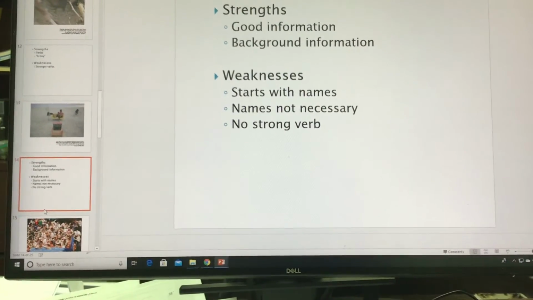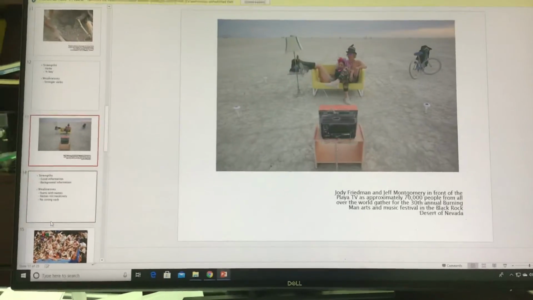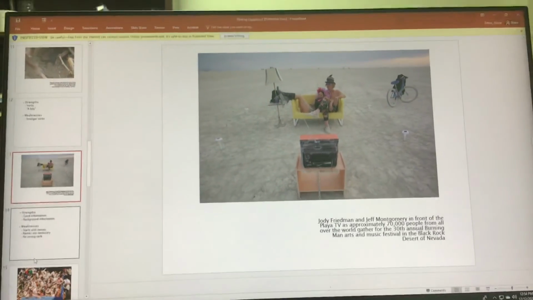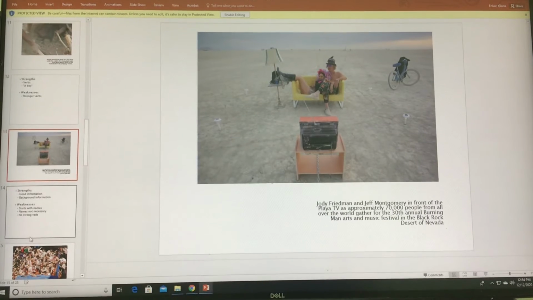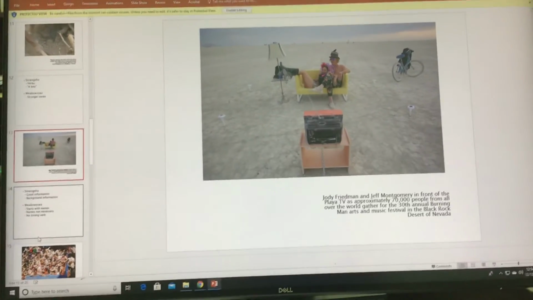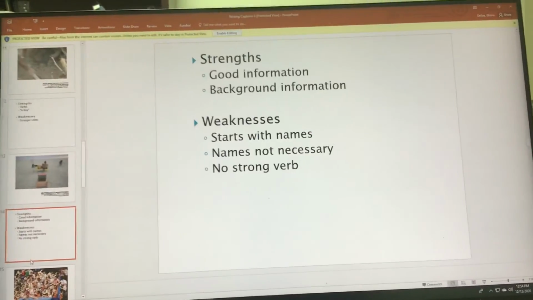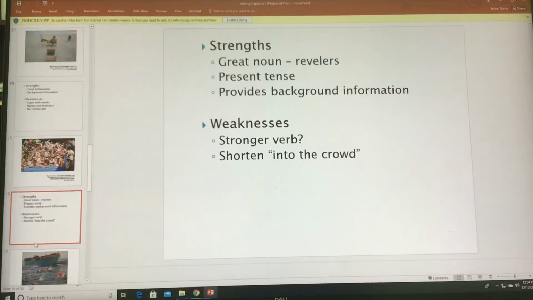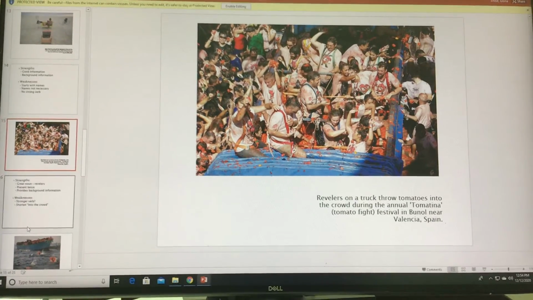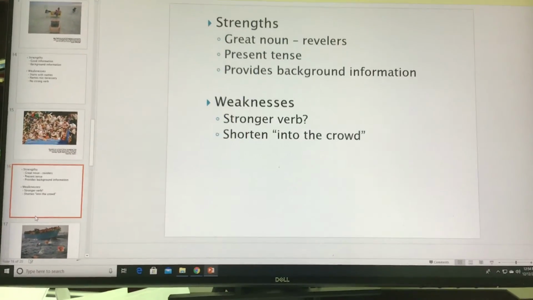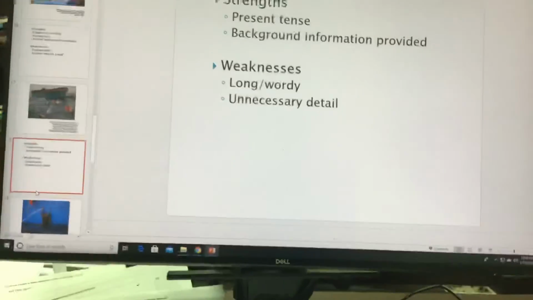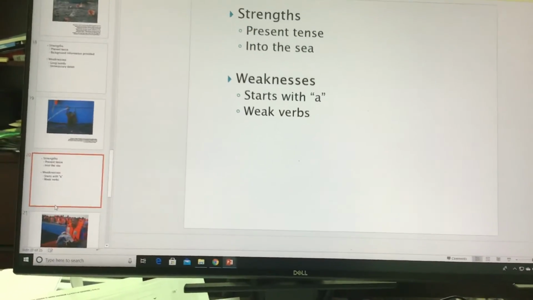Another weakness is starting with names when the people aren't famous, or giving names when they're not necessary. Remember, this is taking place at a festival where 70,000 people are going to be. We don't care who those two people are. Generally, you don't need to use names in captions, again, unless the person is famous, or if you're writing in a small town newspaper, and it would be possible that the people could be identified. Shorten some things, like "into the crowd." You could just say that people throw tomatoes. You don't need to say "into the crowd." Another problem with captions is if they are too long or wordy, or if they give you unnecessary detail.